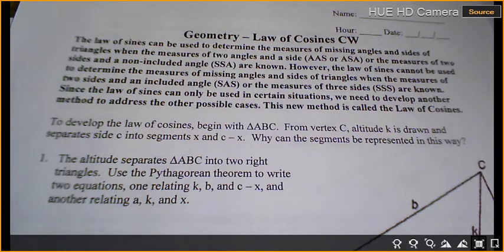Since the law of sines can only be used in certain situations, we need to develop another method to address the other possible cases. This new method is called the law of cosines.